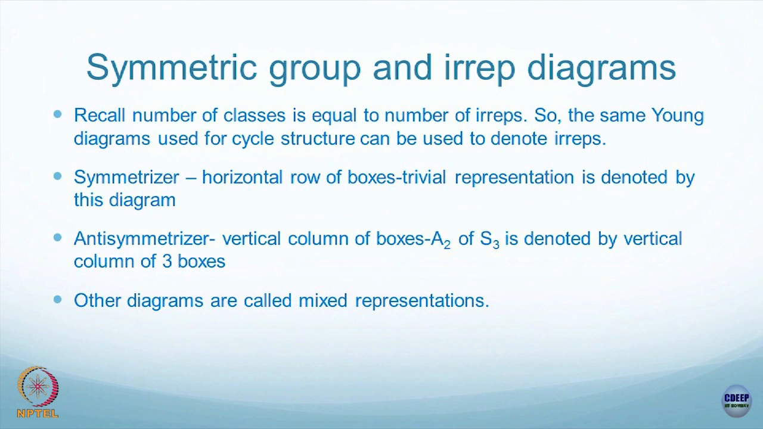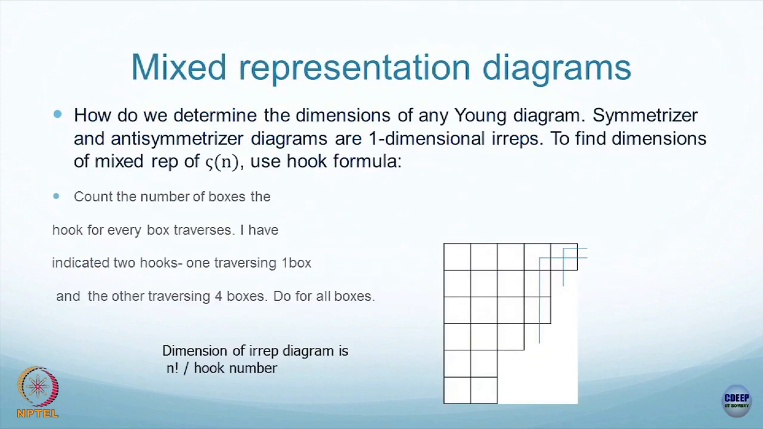So, recall the number of classes is the number of reps. The same Young diagrams which we use for the cycle structure can be used for symmetric groups to denote reps. The symmetrizer is a horizontal row of boxes, that is only a trivial representation, that will also be the unit representation. The anti-symmetrizer is a vertical column of boxes, which is denoted by a vertical column of 3 boxes for the symmetric group of degree 3. Other diagrams are mixed representations.